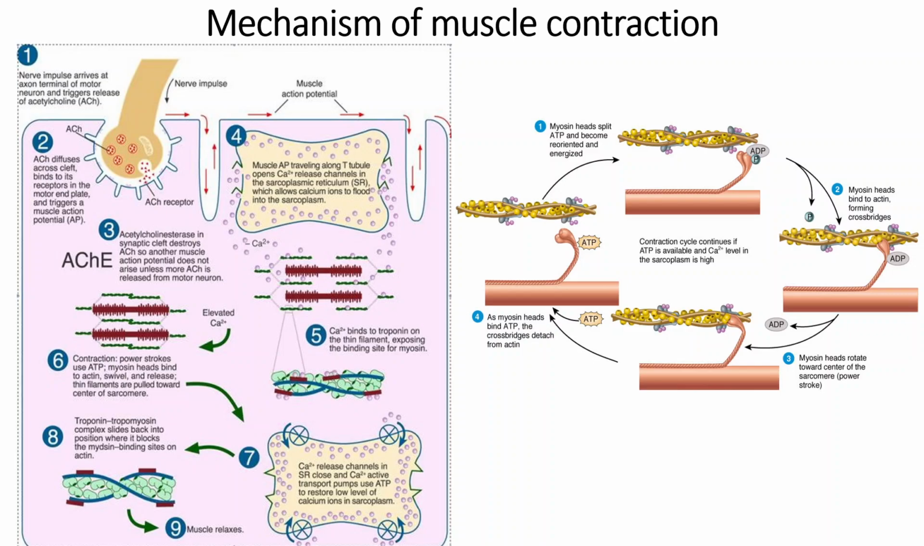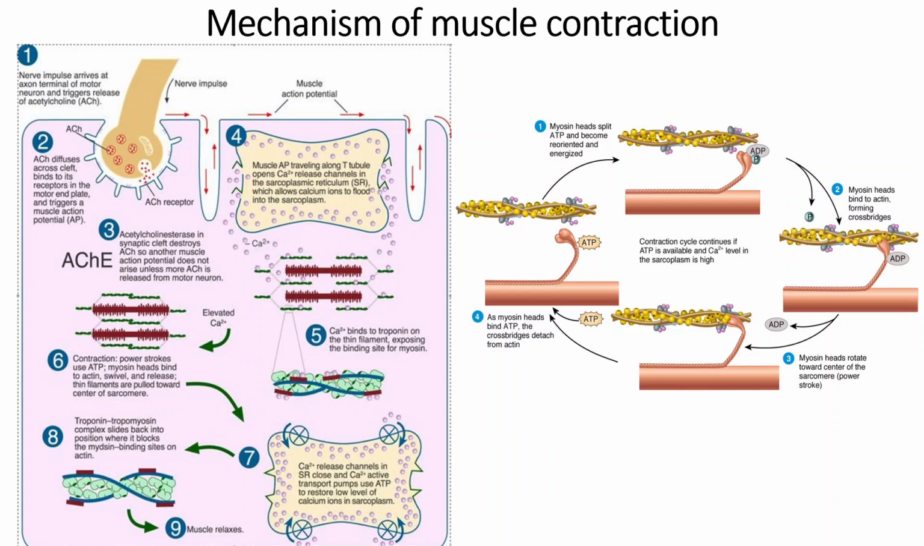The acetylcholinesterase, which is a neurotransmitter degrading enzyme in the synaptic cleft region, will destroy the neurotransmitter. So another muscle action potential does not arise unless more acetylcholine is released from the motor neuron. Next, the muscle action potential traveling along the T tubule will open calcium release channels in the sarcoplasmic reticulum.